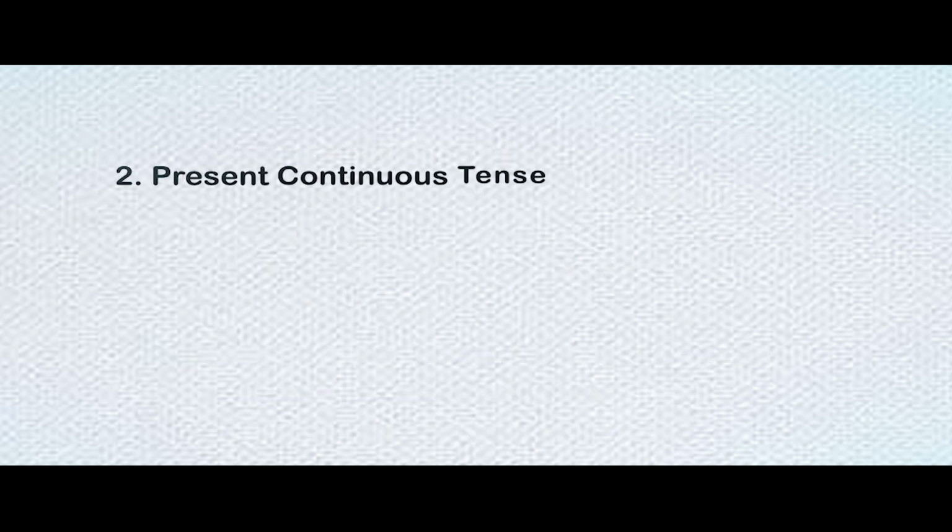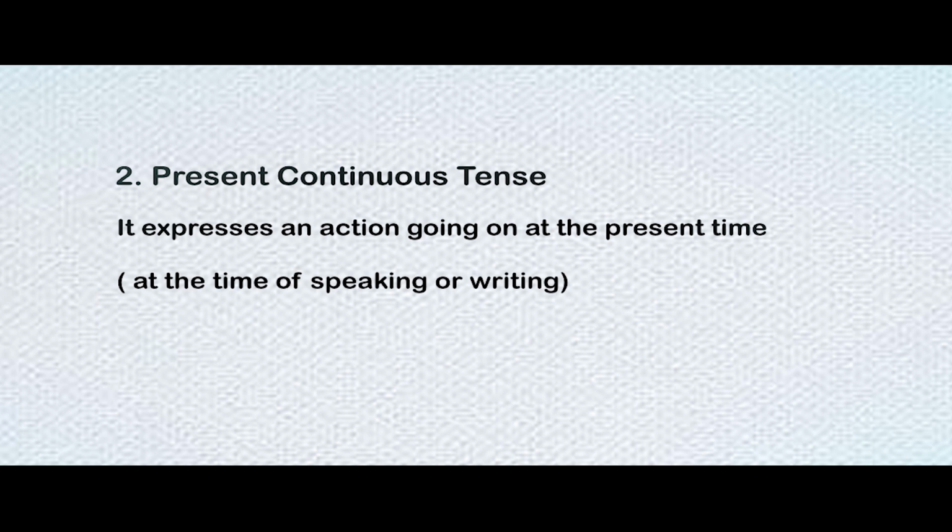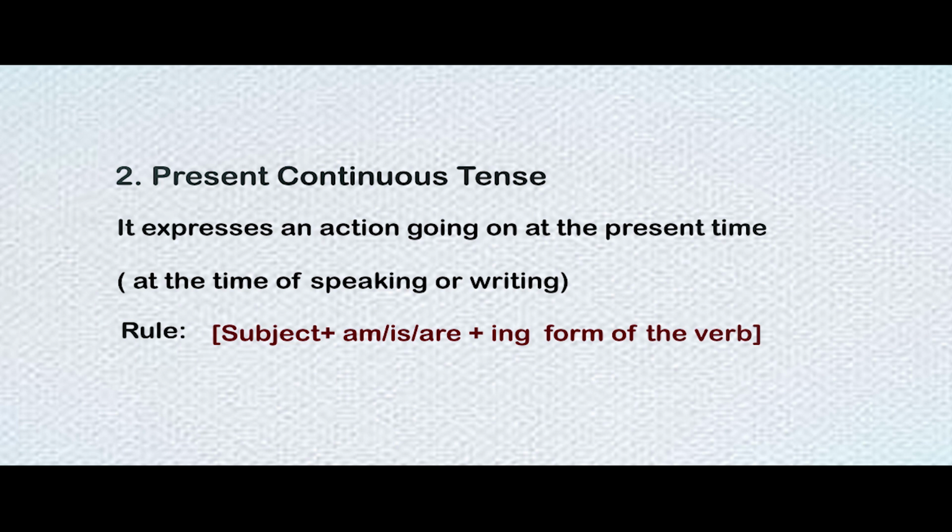The second form of present tense is present continuous tense. Present continuous tense expresses an action that is going on at the present moment, at the time of writing or at the time of speaking. To use present continuous tense, we have the rule: subject plus is, am or are, plus the ing form of the verb.